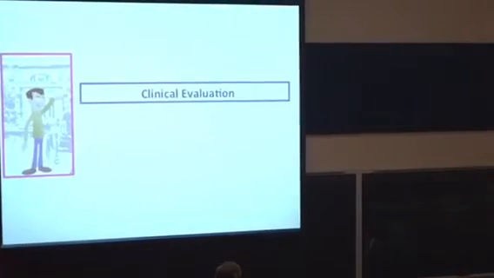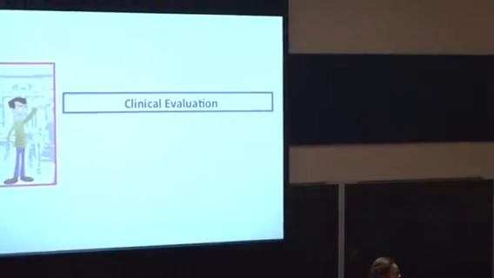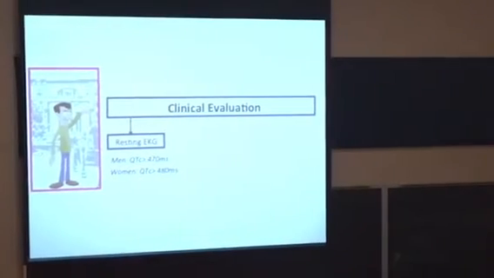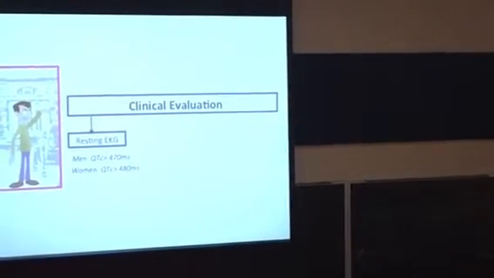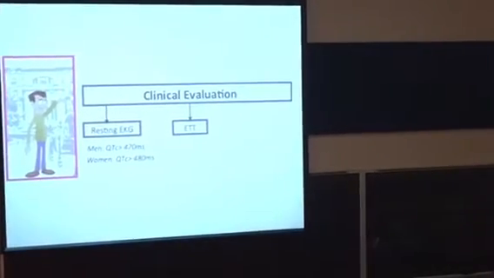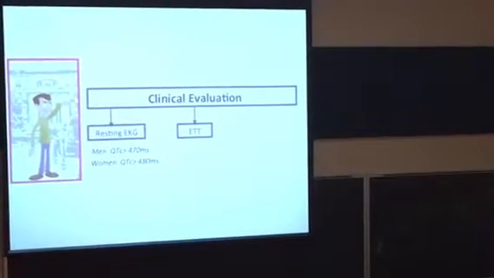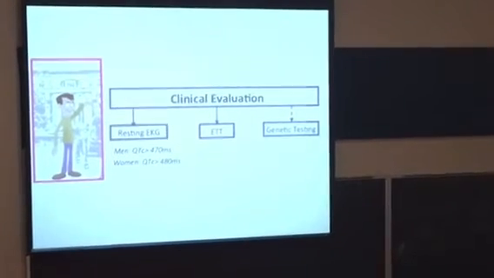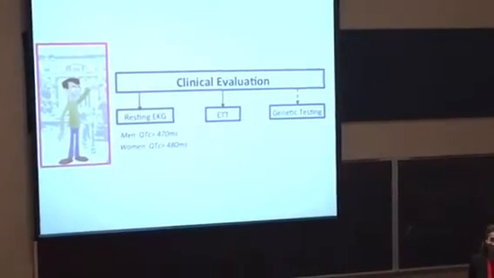Well, we refer him to EP. And what EP is going to do is they're going to take a resting EKG from him. And the numbers we use are, for men, we call upper limit of normal 470 milliseconds, and 480 milliseconds for females. We're going to put him on an exercise treadmill test to see how his EKG works when he's exercising. And then we might refer him for genetic counseling. And after all of this, we say, dude, you have long QT syndrome.